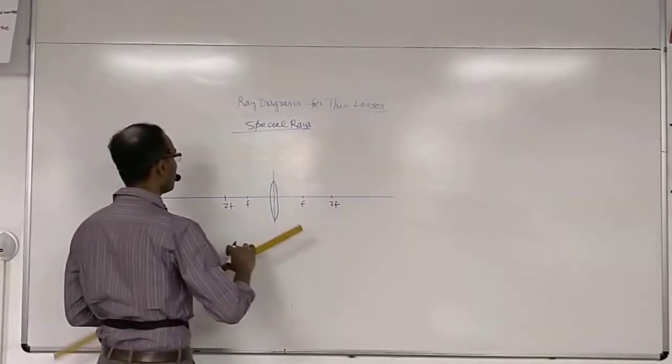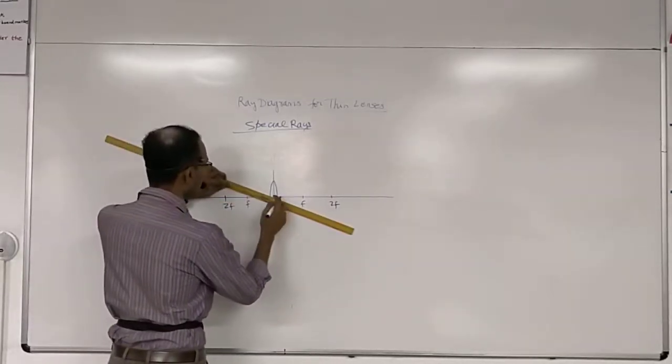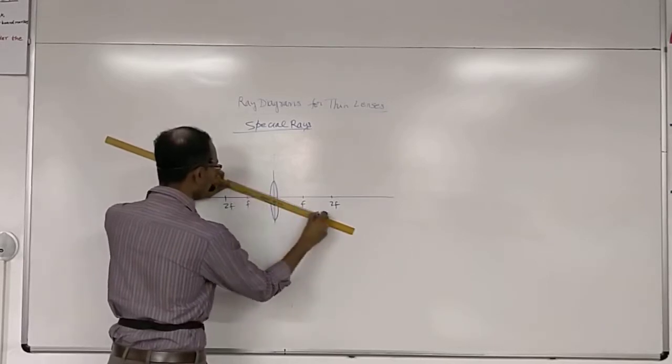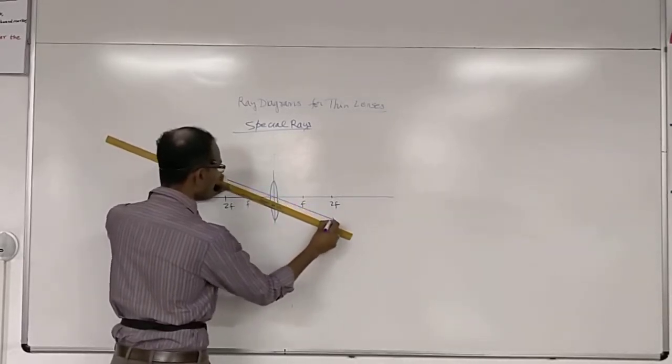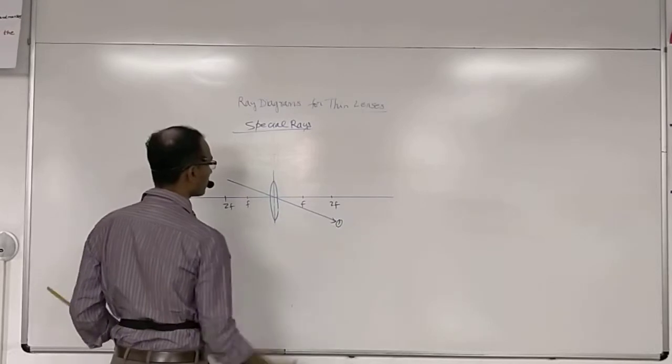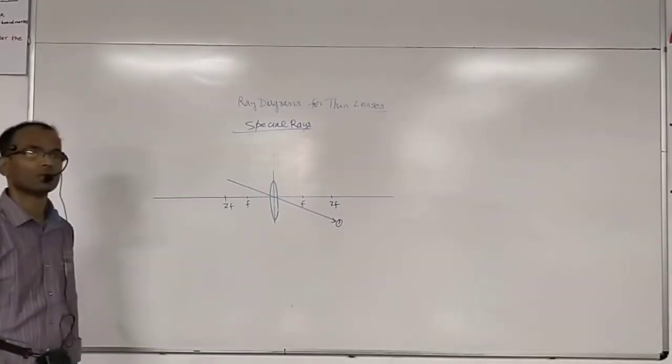Okay. So if a ray passes through the optic center, it will go undeviated. This is the first special ray.